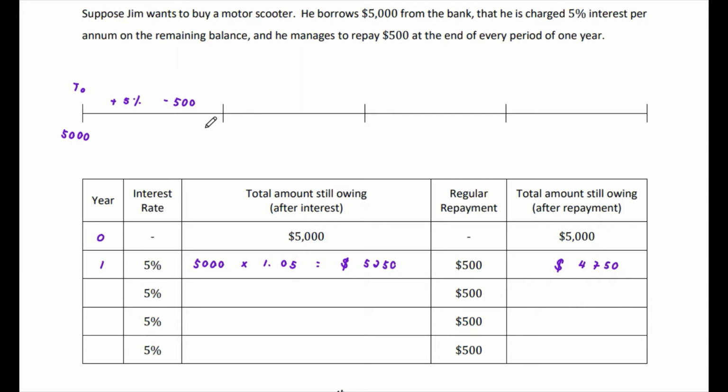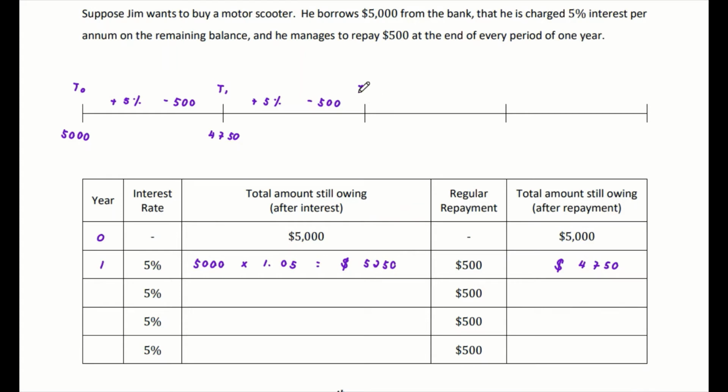All right. So after that, what happens? This is at the end of the first year, right? So we have 4750. After 1 year, this amount of money is going to generate another interest. Am I right? The bank is going to charge the new interest on the amount of money that he is still owing. Then after that, he repays another $500 as well.